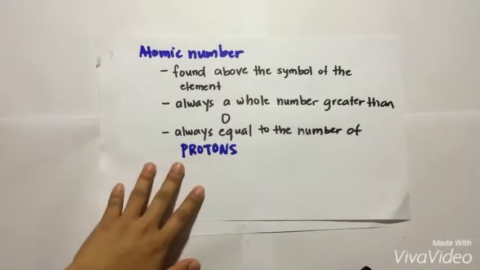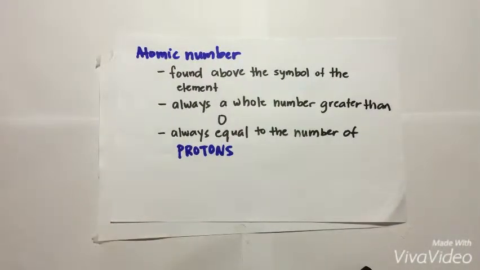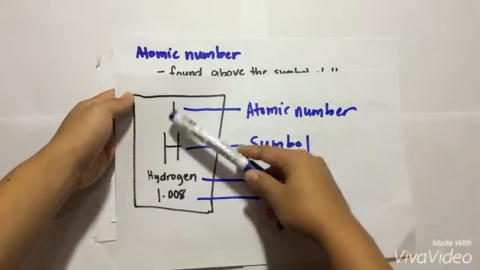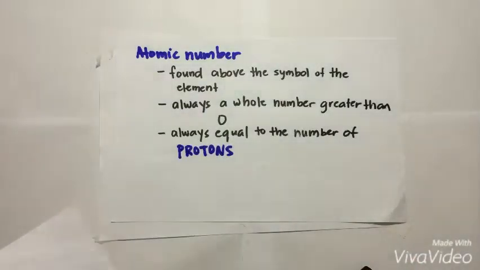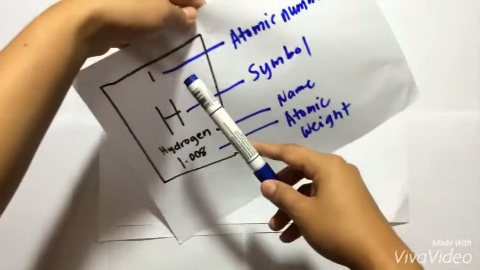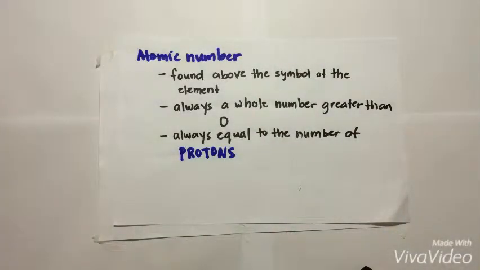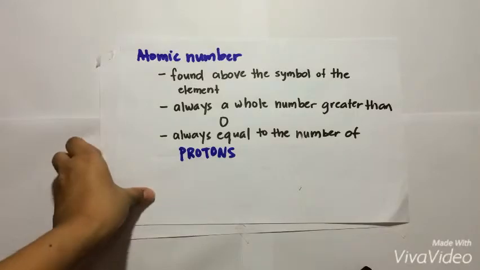Atomic number. The atomic number is usually found above the symbol of the element in the periodic table. As we can see here, it is located at the top of the symbol. It is always a whole number greater than 0. So we have here number 1. The atomic number is always equal to the number of protons, or simply, it is the number of protons in the nucleus of an atom or ion of the element. So that's atomic number.